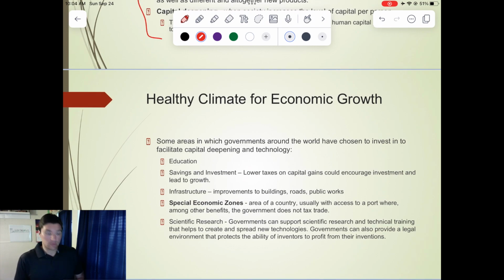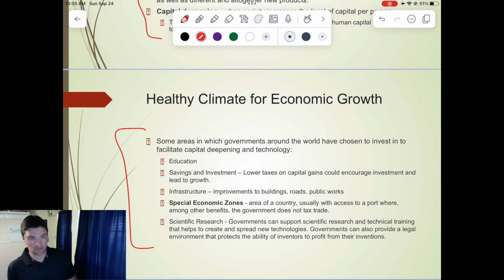Finally, I'll leave you off with the healthy climate for economic growth. So you are going to need these things in order to healthily grow your economy. Some areas in which governments around the world have chosen to invest in these areas to facilitate capital deepening and technology. So that's why governments really want to invest in education. That's why they give you their different scholarships. That's why they give you the different loan programs so that you can go to school and you can get an education so you can increase your productivity.